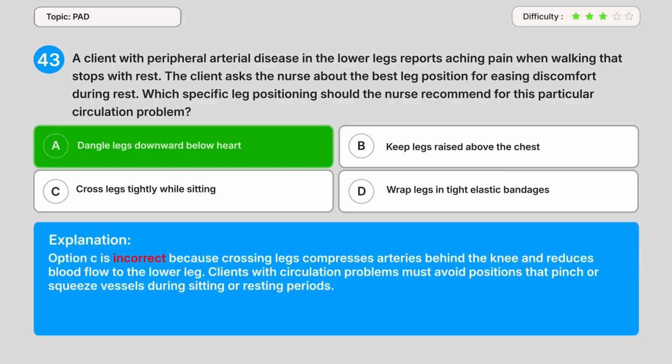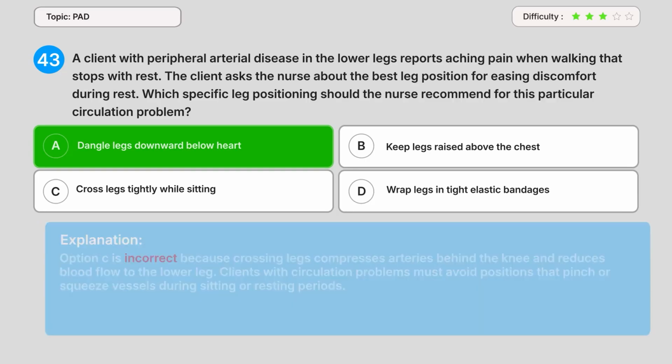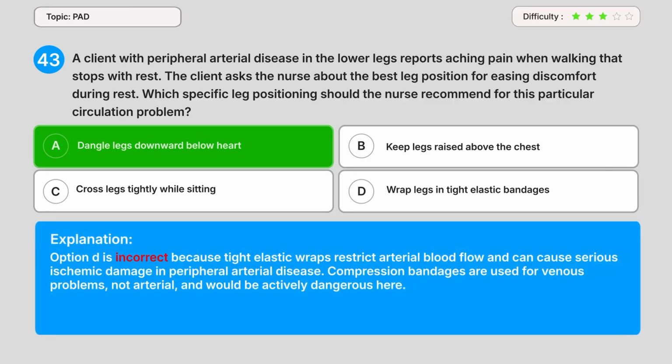Option C is incorrect because crossing legs compresses arteries behind the knee and reduces blood flow to the lower leg. Clients with circulation problems must avoid positions that pinch or squeeze vessels during sitting or resting periods. Option D is incorrect because tight elastic wraps restrict arterial blood flow and can cause serious ischemic damage in peripheral arterial disease. Compression bandages are used for venous problems, not arterial, and would be actively dangerous here.